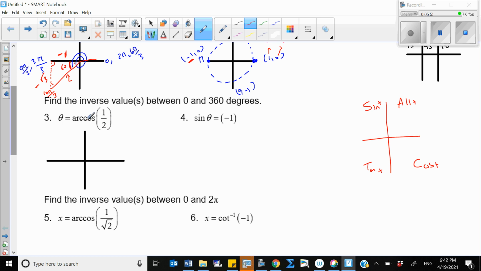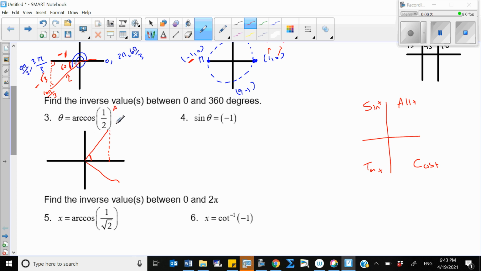Where is cosine positive? Cosine is positive in the first quadrant because everything is positive in here, and also the fourth one. So I know my angle is going to be either here or here. So I have two answers here. Now I'm going to start with drawing my right triangle. And I know the angle that I will work on is this one. This is my reference angle.